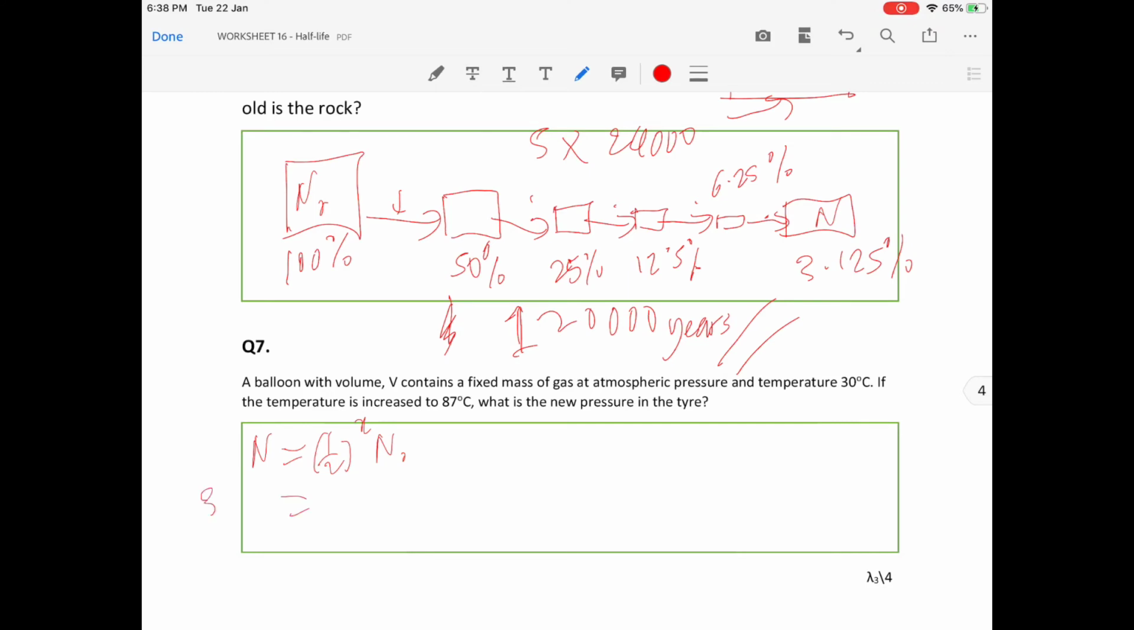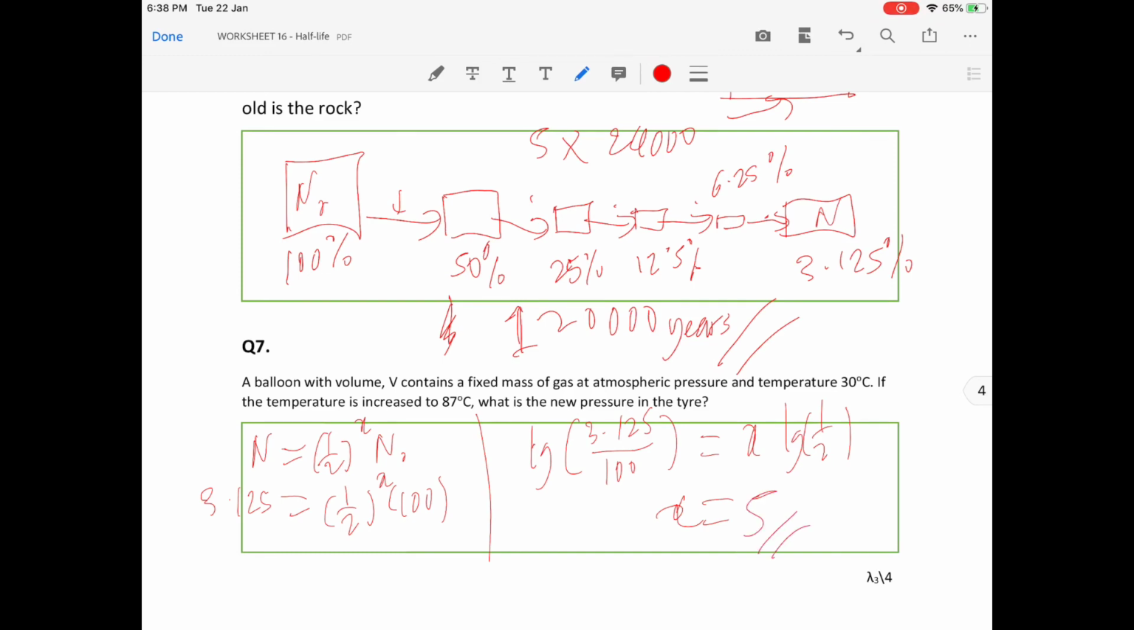So N is 3.125, and the original is 100. So just rearrange everything. You can use any log base you want. 3.125 divided by 100 equals x times log half. Just rearrange everything. Put it in your calculator: log 3.125 divided by 100, blah blah blah, divided by log half, and you should get x equals 5.